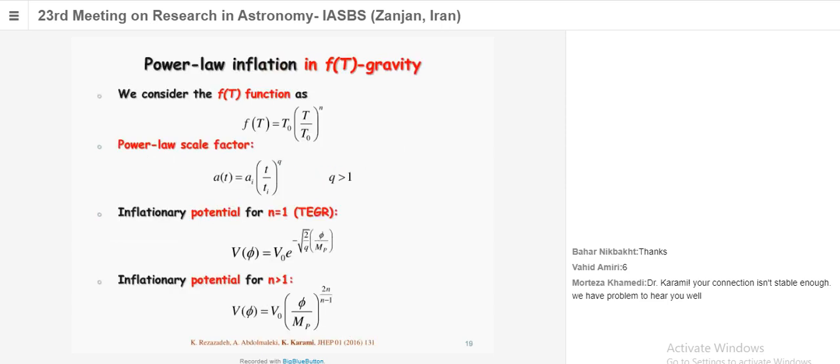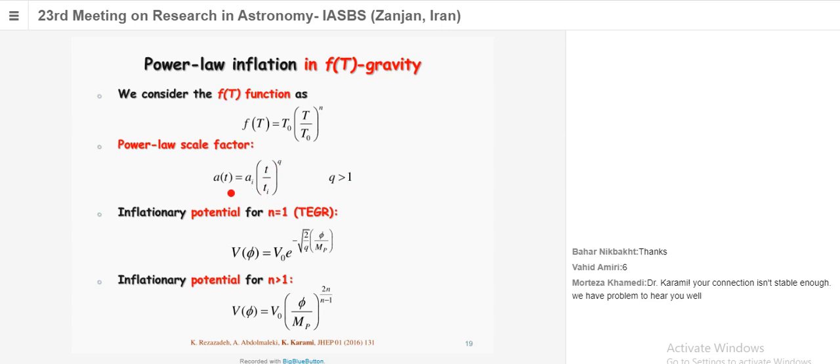Now, I would like to examine the viability of some models which do not work in the standard model in light of f(T) gravity and compare with the Planck 2015 results. In this regard, for the first example, I consider power law inflation in f(T) gravity. The power law inflation, as I said before, is ruled out by the Planck observation. Power law inflation means that the scale factor is given by the function of t to the power of q, and q should be greater than 1.